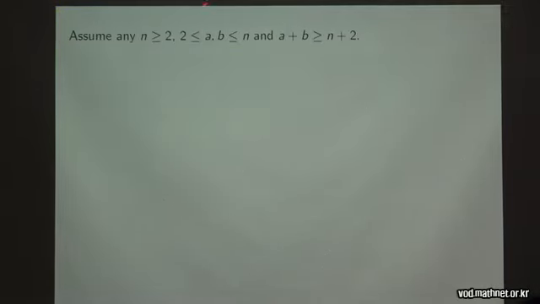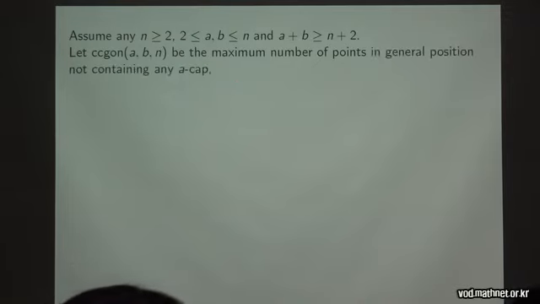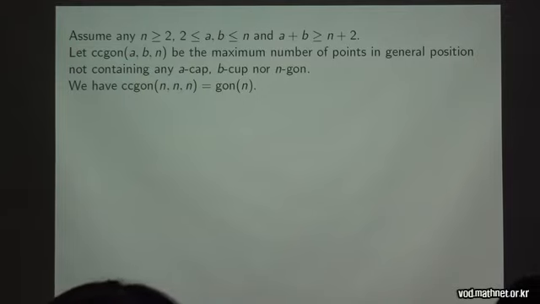Now, let's say that we have n, a, and b following a bunch of linear inequalities. We want to define a generalization of this original Erdős-Szekeres problem. Let CCgon of a, b, n be the maximum number of points in general position not containing any a-cap, b-cup, nor n-gon. Then we can already see that this CCgon function is a generalization of the original Erdős-Szekeres convex polygon problem. We have CCgon of n, n, n equal to ES of n.